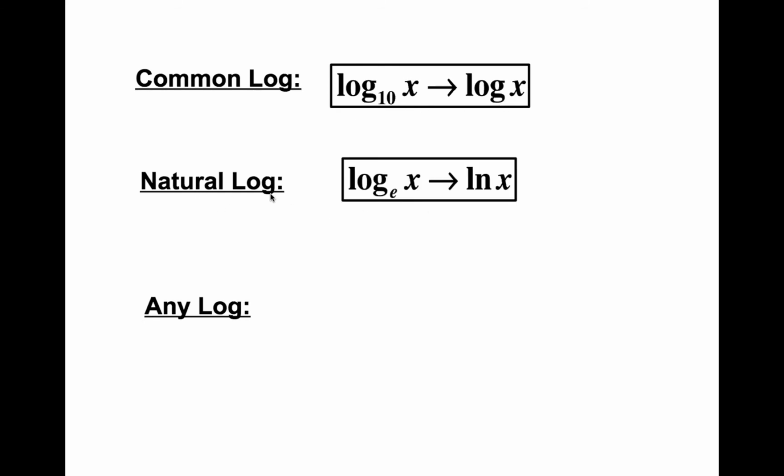The natural log is when you have log with the base of e. When you see this, it's written as ln of x. It's actually French. It stands for logarithmique naturel. So you would think it'd be NL, but it's actually LN because of the French. Any other log, they have to give you whatever the base is. So this is a hidden base of 10, a hidden base of e, and then otherwise they have to tell you.